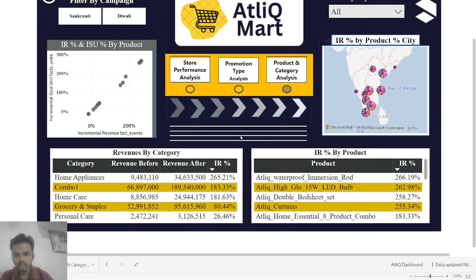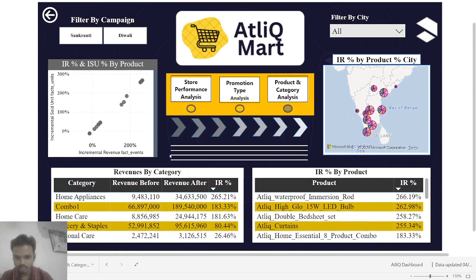here we can say that home appliances has the highest revenue, that is 265.21 percent, followed by Combo 1 in the second category, at 183.33 percent, followed by home care, at 181.63 percent.